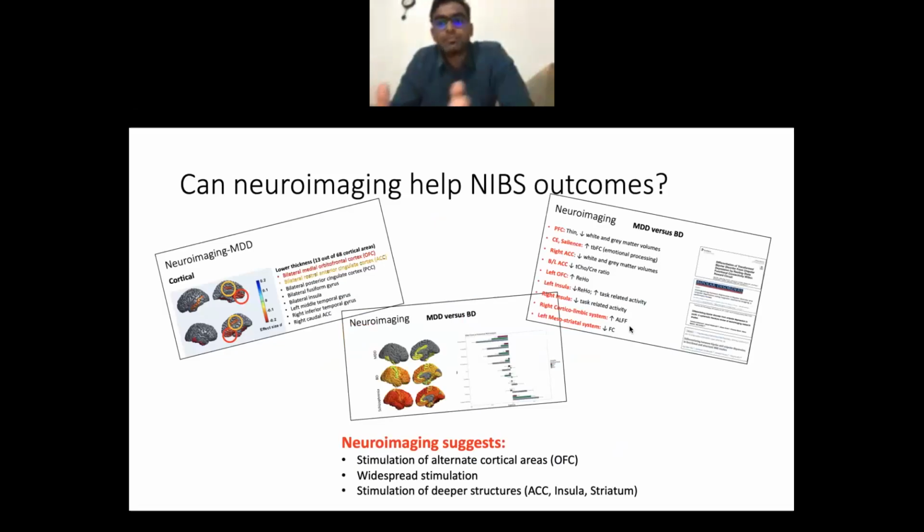So can neuroimaging help non-invasive brain stimulation outcomes? There are so many neuroimaging findings that we found out. Whether this can help us improve the parameters that we select for non-invasive brain stimulation, the kind of non-invasive brain stimulation we try, will that affect? So in gist, neuroimaging suggests that there should be stimulation of alternate cortical areas like the orbitofrontal cortex. There is a requirement of widespread stimulation, maybe not specifically only certain areas like the prefrontal cortex, and also stimulation of deeper structures, not only cortical structures but deeper structures like anterior cingulate cortex, insula, striatum.